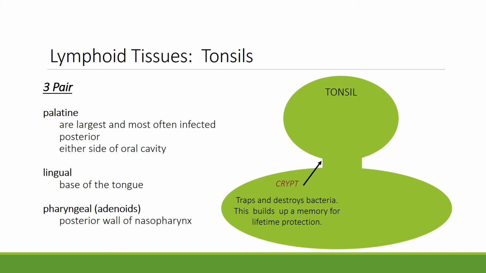The lingual tonsils are tonsils at the base of the tongue. Lingual refers to the tongue. And the pharyngeal tonsils, which are also known as the adenoids, are on the posterior wall of the nasopharynx.